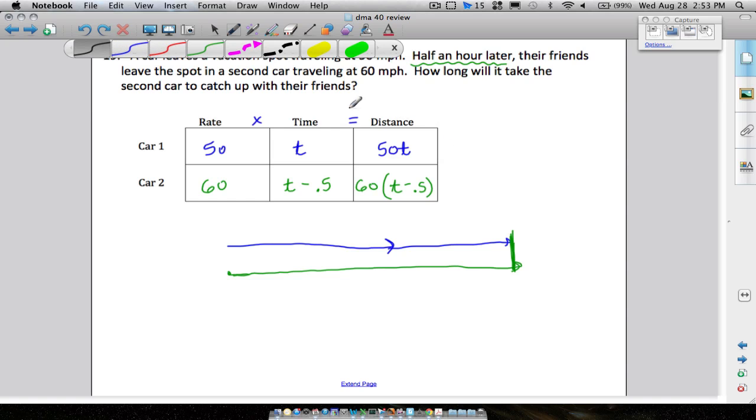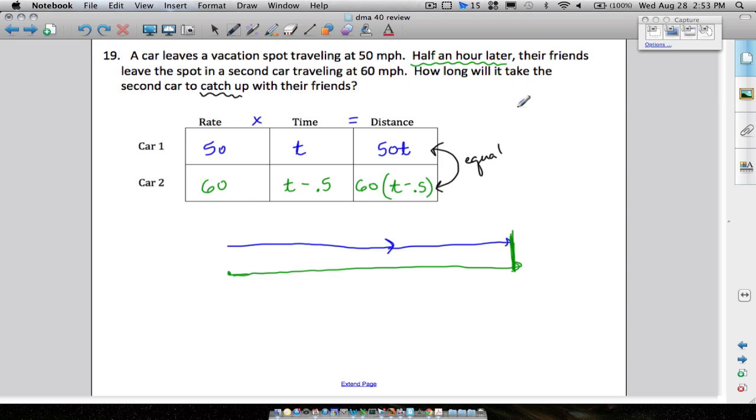So in this particular problem, if we're talking about catching up, these two distances, we want to set them equal to each other. But you have to be careful how you read the problem. That's what we want to do for this one, but the problems can vary. So set these two distances equal to each other. 50t, that's the first one, is equal to 60 times t minus 0.5.